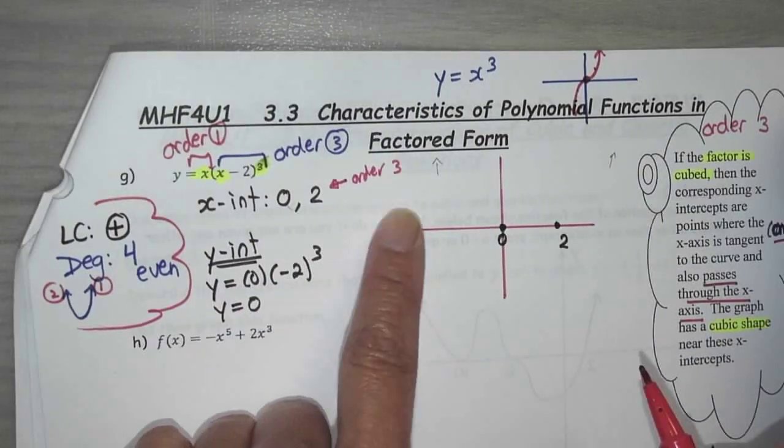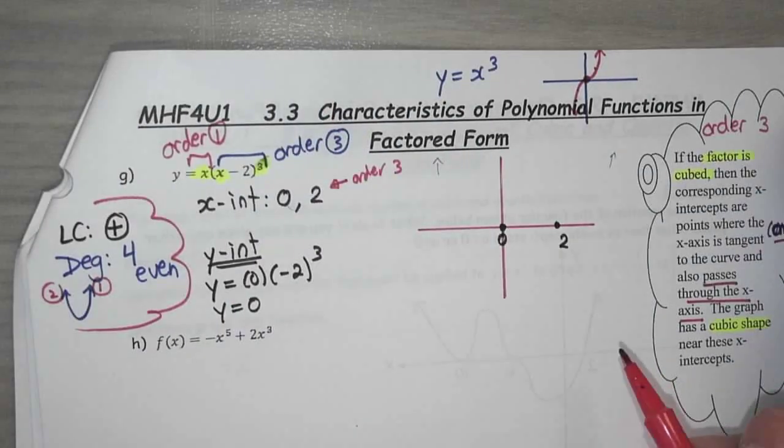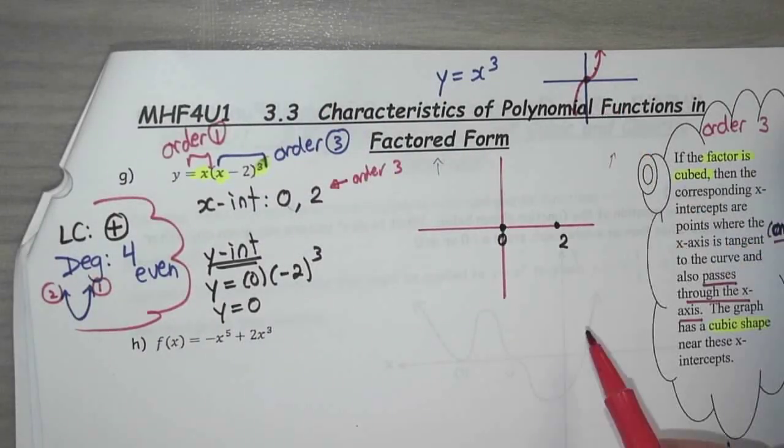This one has an order 3. I want it to be cubic. So it's not a turning point. It doesn't hit it and bounce away. It actually is going to look cubic. It's going to look like that at that point. It's always really hard to draw this.